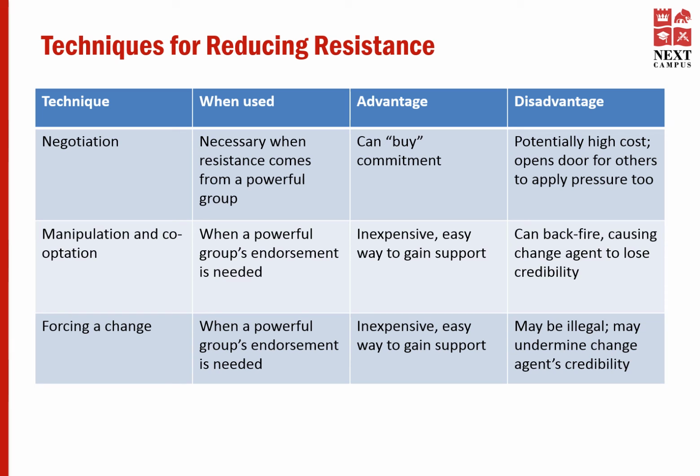The next technique is forcing a change. When a powerful group's endorsement is needed, this is pretty much effective. The advantage of this particular approach is it's inexpensive as well, and it is an easy way to gain support. However, the disadvantage would be it is illegal, may undermine change agents' credibility, and also it can frustrate the teams and people since you are forcing a change to persuade the decision.